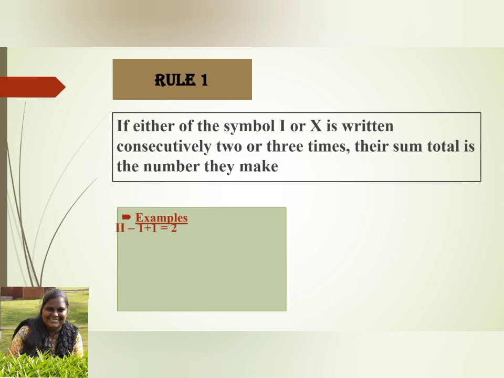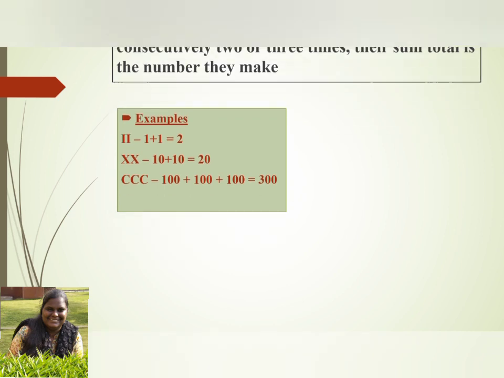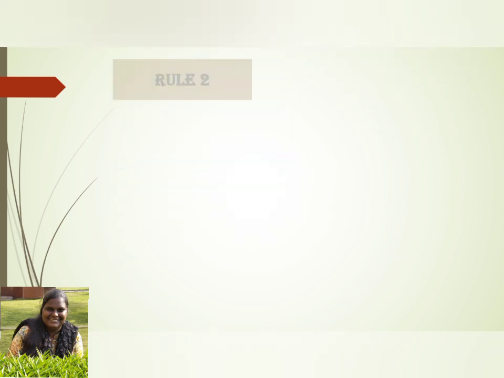Yes, see, the first one is II. That means 1 plus 1 equals 2. Next one, XX. That means 10 plus 10 is equal to 20. CCC. Now what is this? 100 plus 100 plus 100, that is equal to 300. Let's go to the second rule.